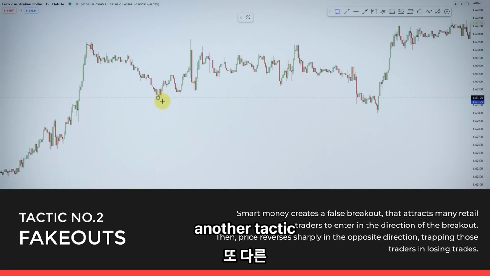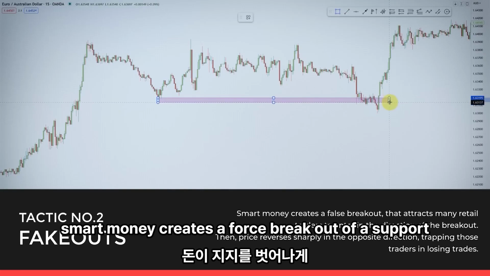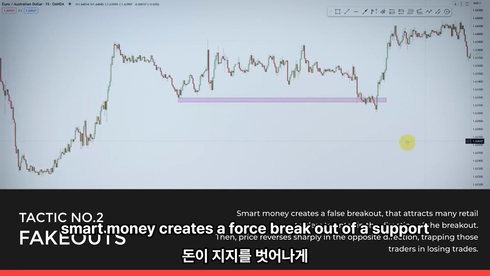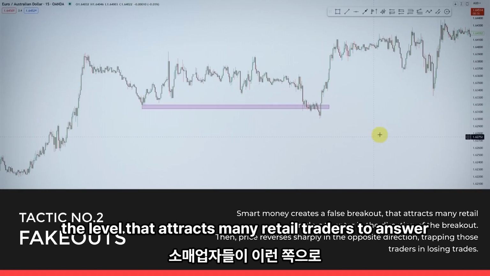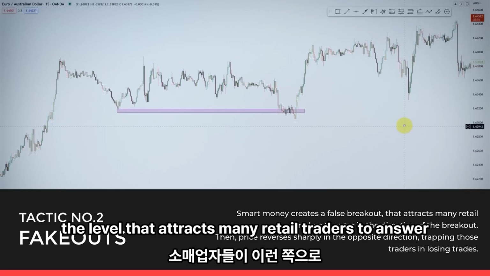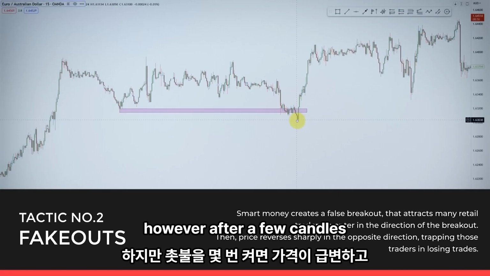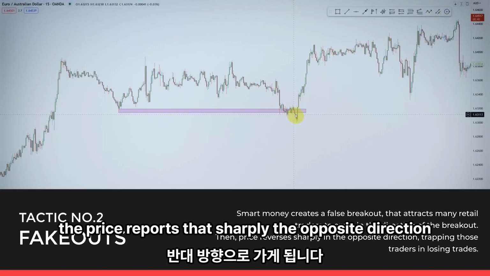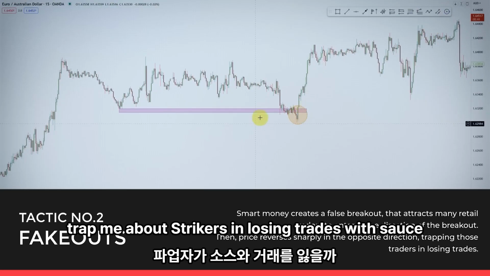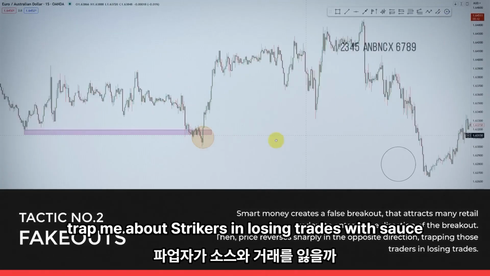Fakeouts are another tactic. This is when smart money creates a false breakout of a support or resistance level that attracts many retail traders to enter in the direction of the breakout. However, after a few candles, the price reverses sharply in the opposite direction, trapping those traders in losing trades.